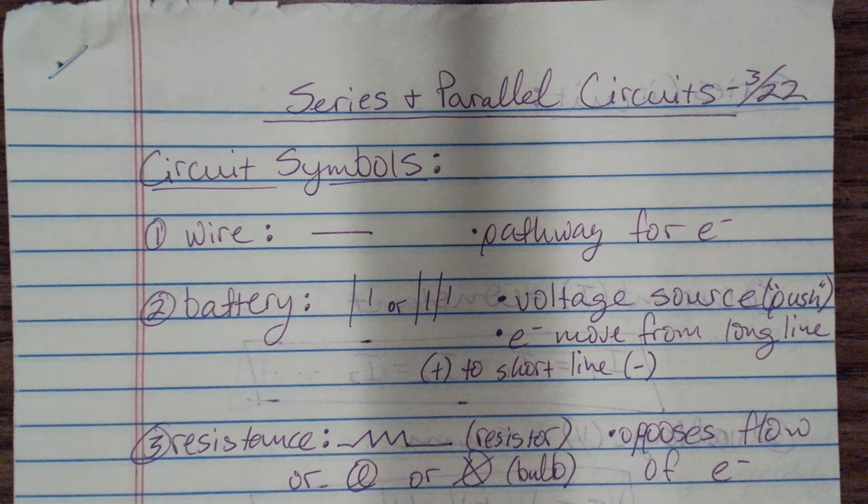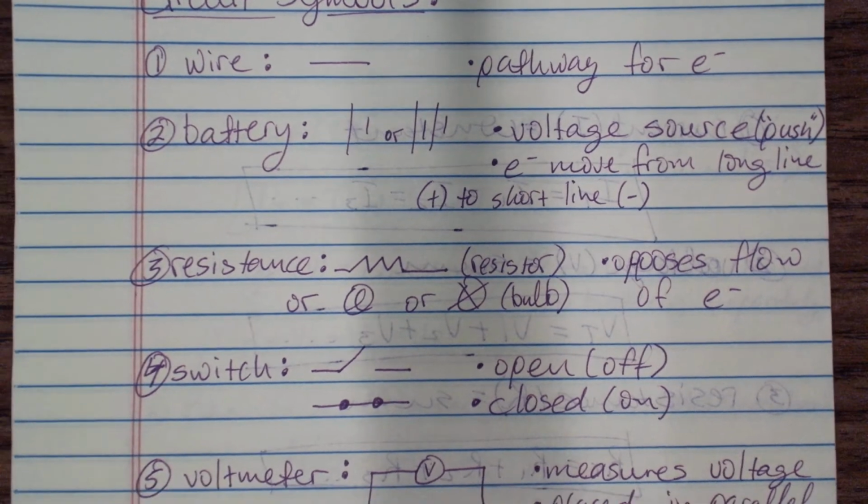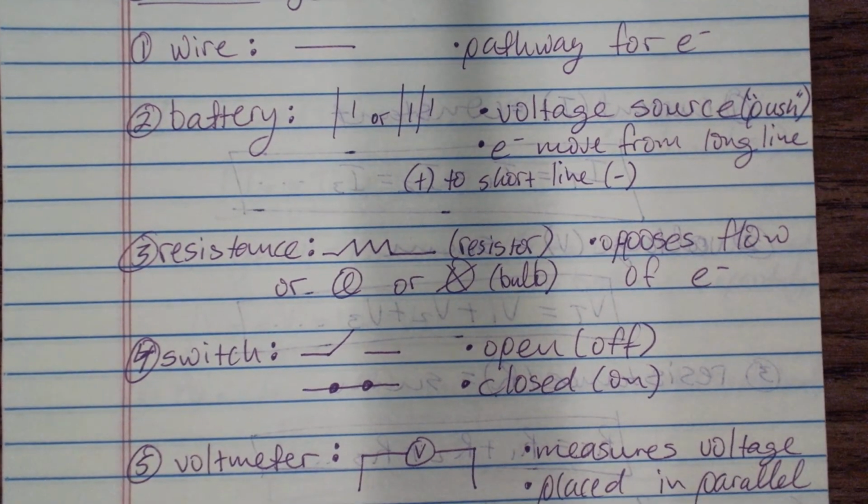Okay, so today we're doing series and parallel circuits. First, let's talk about circuit symbols and what those are. So you have to have a wire, and the wire is for the electrons to flow through.